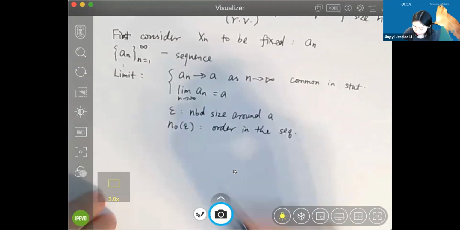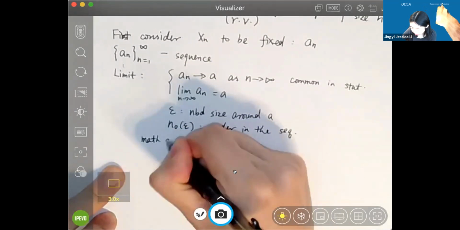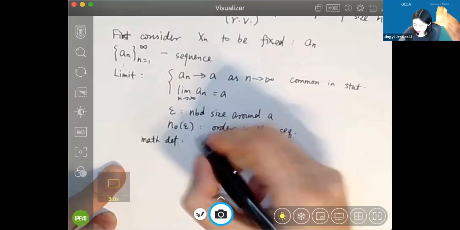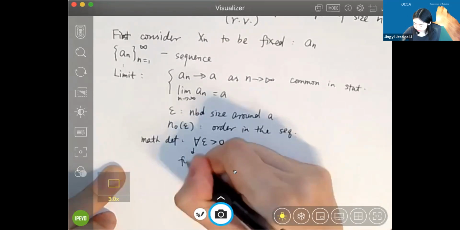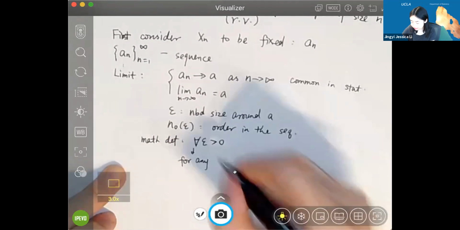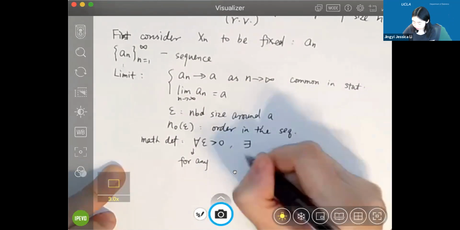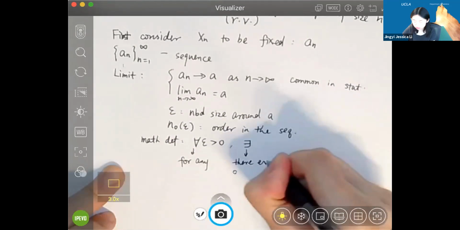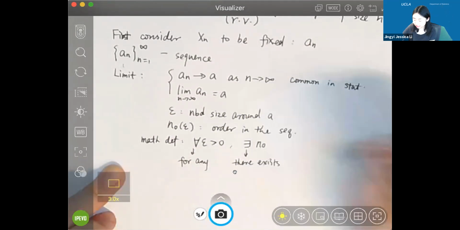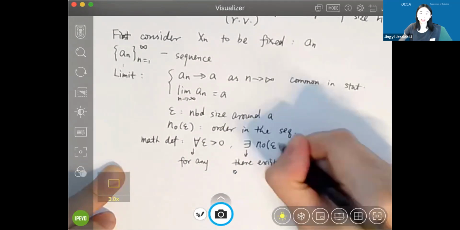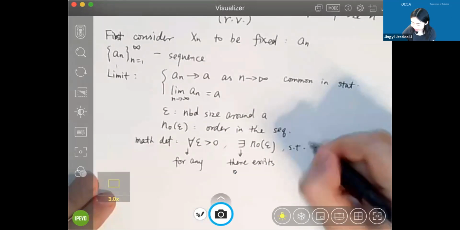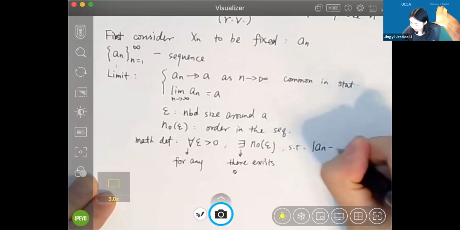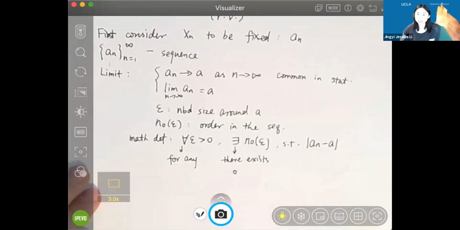Mathematically, we can write the definition as: for any epsilon greater than 0, I'll use this notation for simplicity, there exists an n0 depending on the epsilon, such that, where s.t. stands for such that, we have the absolute difference, the distance between a_n and a.